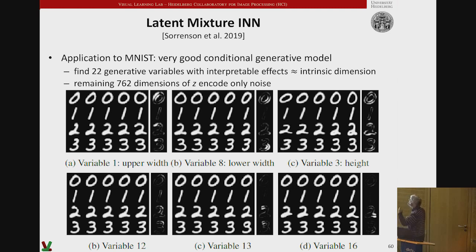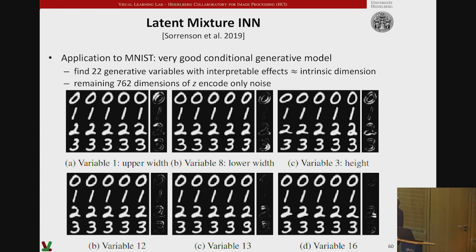And this is new. So in previous work, people already have found a variable that controls the widths, but our method says that it's actually two independent variables that control the upper and the lower widths separately. Or here, the height. So as we increase this variable, the digits become higher. And that's, as far as I know, a variable that had not been found in previous work.